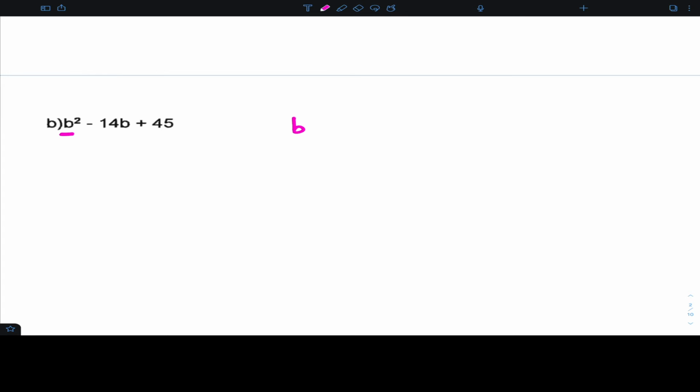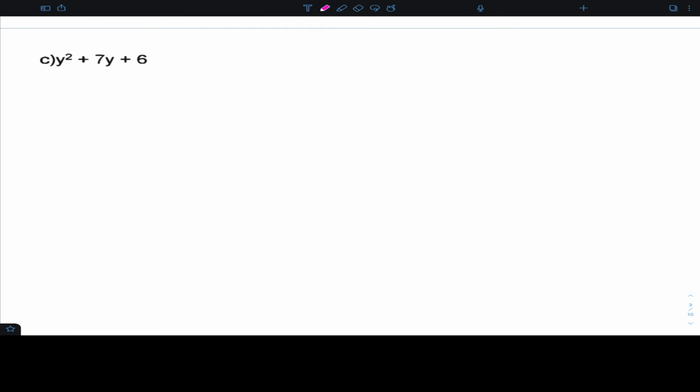b squared, b times b. 45. What times what is 45? 5 and 9. Can you add or subtract 5 and 9 and get to 14? Well, if I add, 9 plus 5 is 14. But now the trick here is because this is a negative, both of these must be negative. And look what happens. Negative 5 plus negative 9 gives me negative 14. And negative 5 times negative 9 gives me positive 45. So remember, the back is when you multiply. And because a negative times a negative is a positive, we get the answer.